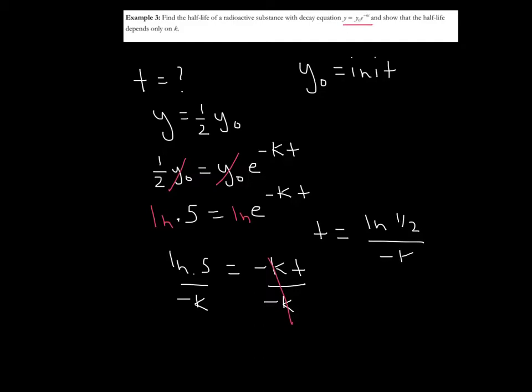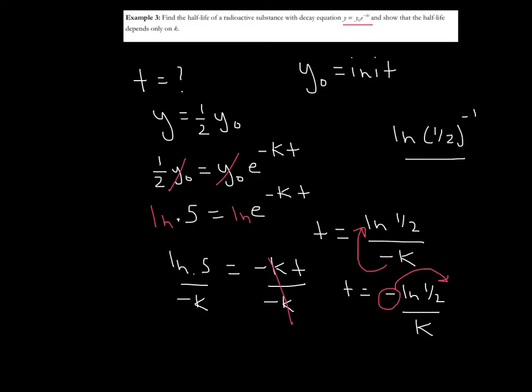And so then next what I'm going to do is take this negative sign and move it to the top of that fraction, and so that way we have t is equal to negative natural log of 1/2 over k. And then I'm going to apply this property of logs that is called the power rule. That says I can take any coefficient in front of a log and move it to be an exponent. So this is really going to be natural log of 1/2 to the negative 1 over k. And that's equal to t.